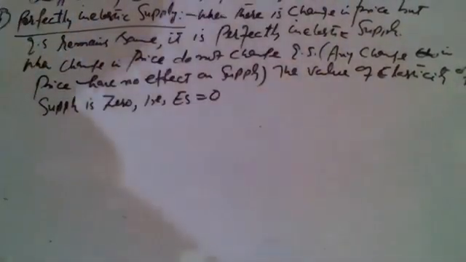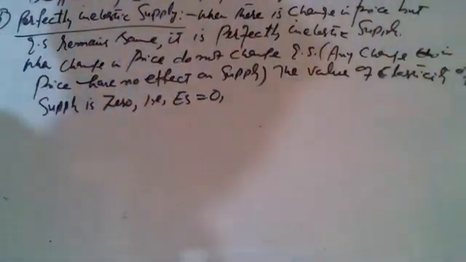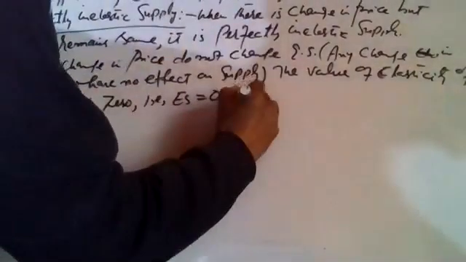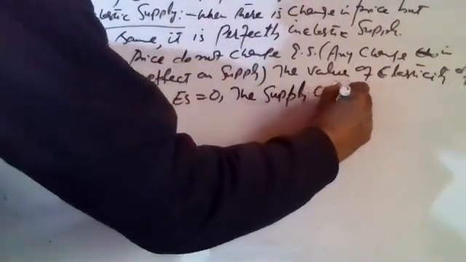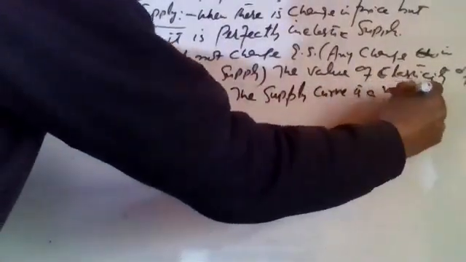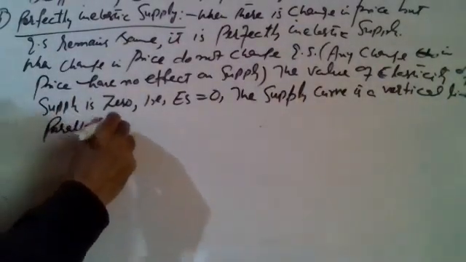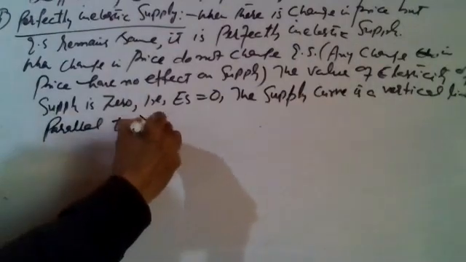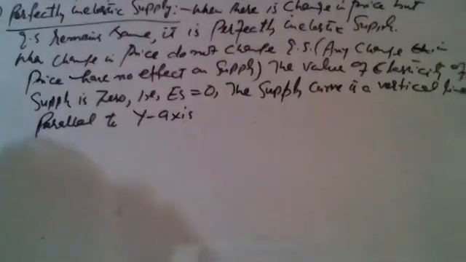If we calculate elasticity of supply and it is 0, we say it is perfectly inelastic supply. The shape of the supply curve is a vertical line parallel to the y-axis.